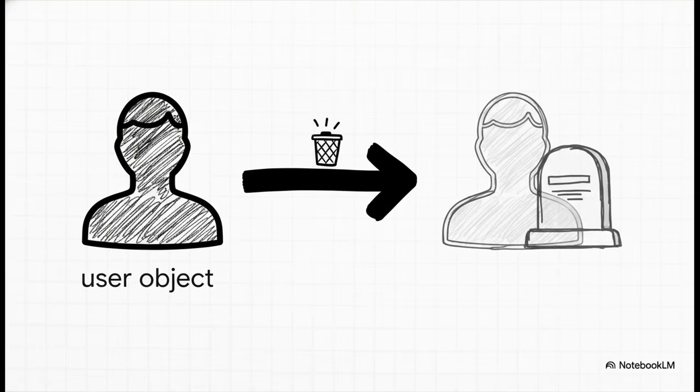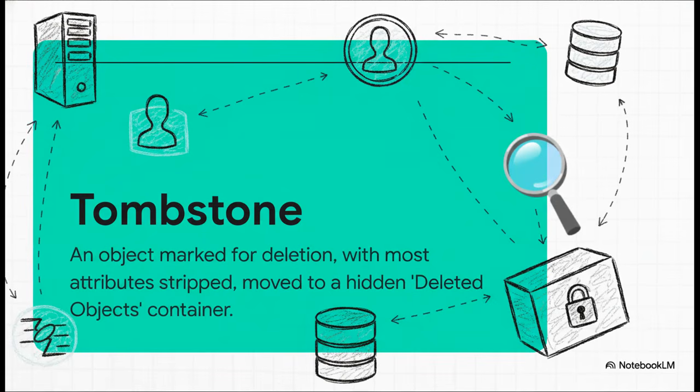Right, so when you hit delete on a user, AD doesn't just hit a backspace key on its database. That would be way too risky. What if that delete command got lost in transit? No, instead, the object gets transformed into a special state, making sure the deletion itself can be safely replicated across the whole network. And it becomes what's called a tombstone.